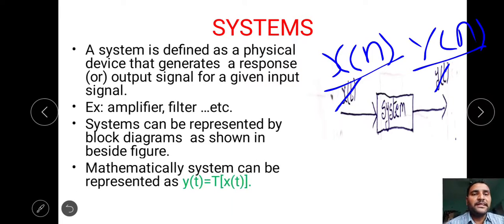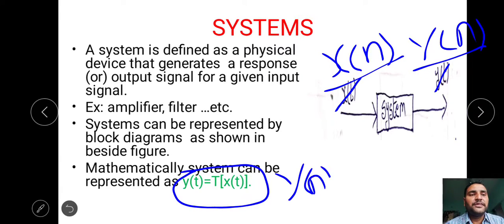How can we represent it mathematically? It is continuous in discrete. y of n is equal to a transformation of x of n.